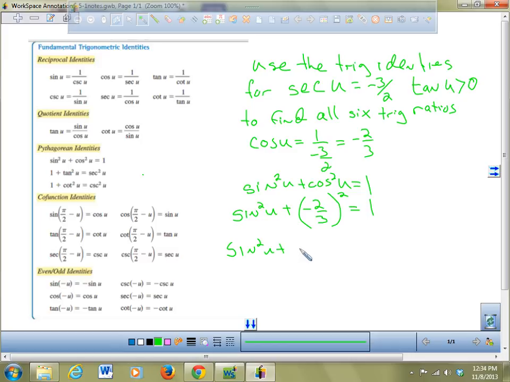4/9. Positive 4/9 equals 1. And then you subtract 4/9 from both sides, and you get sine squared u equals 1 minus 4/9. That's 9/9 minus 4/9, 5/9. Yes? With me there?